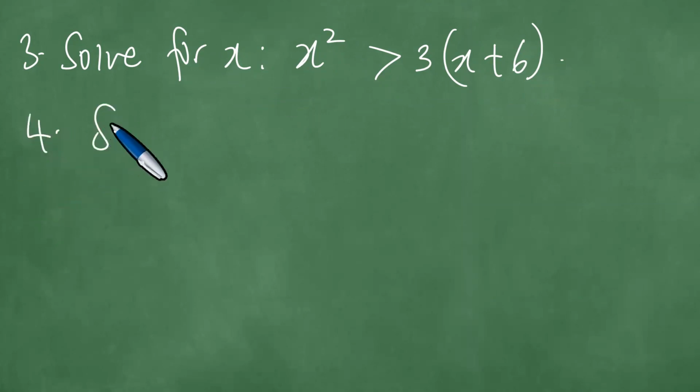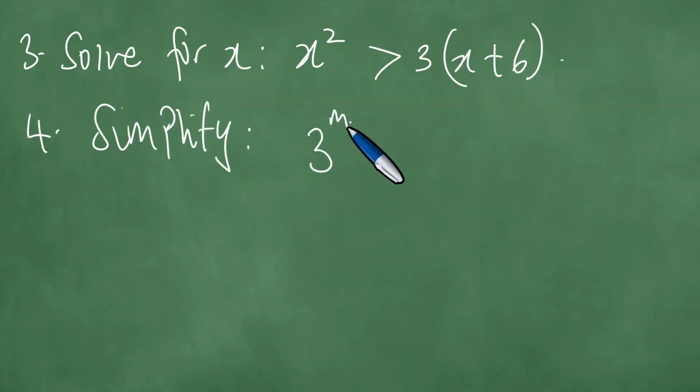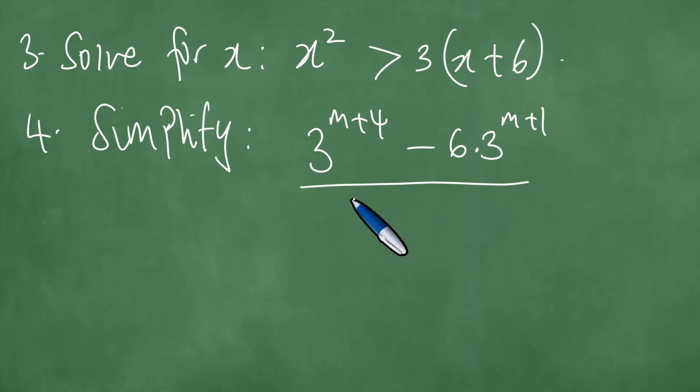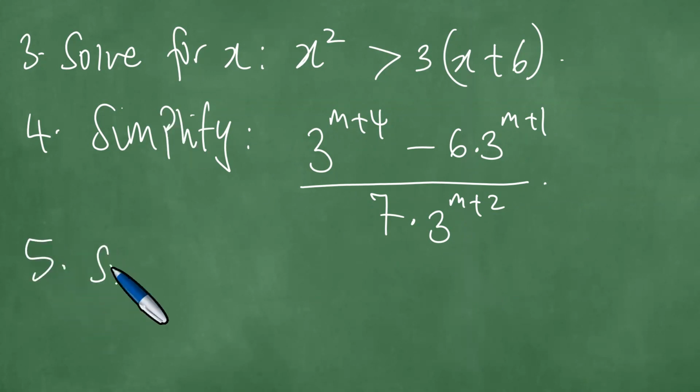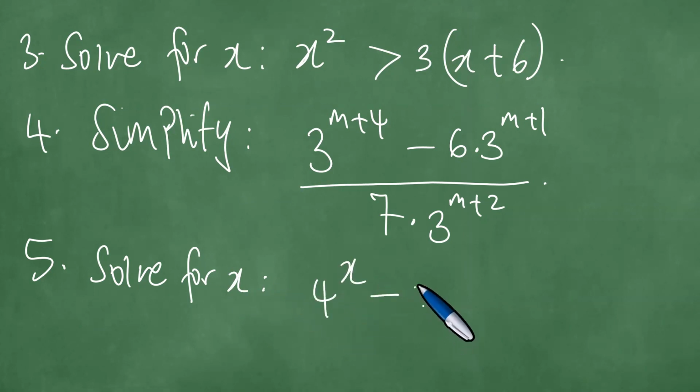Simplify. Simplify when you have 3 to the power m plus 4 minus 6 times 3 to the power m plus 1, divided by 7 times 3 to the power m plus 2. Solve, which is 2. Solve for X. All right, so this is the home activity, guys.